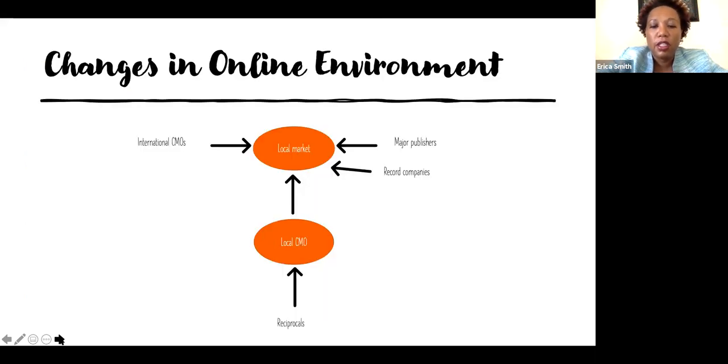So this is what happened. So you still have your local CMO, and it will still have reciprocals, but there has been movement. Those reciprocals are not like before, because you have some of the big CMOs pull out of those reciprocals only for online. You have some of the big publishers have also pulled out. So in both those cases, you need to go to them directly. And of course, you always in the online environment have to go to the record companies. So it went from needing a license from your local organization to needing a license from your local organization, plus from some of the international CMOs, plus from the record companies and the major publishers. So in effect, licensing became a lot more complicated.